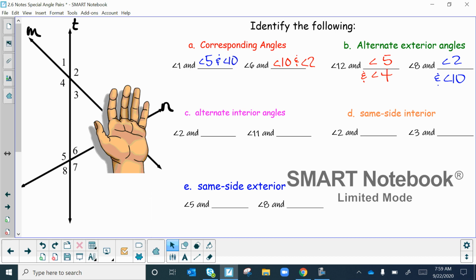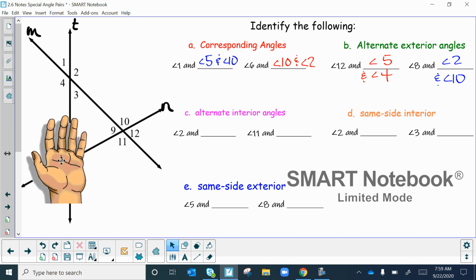If I cover this section right here, the interior angles are 4, 3, 5, and 6, not 2. So I cannot use that. I have to cover this section up over here. So in this case, it would be 2 with 9. And there's only one answer for that one. So alternate interior with angle 2 is angle 9.